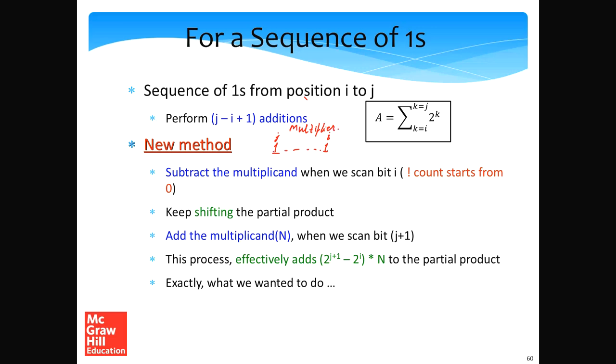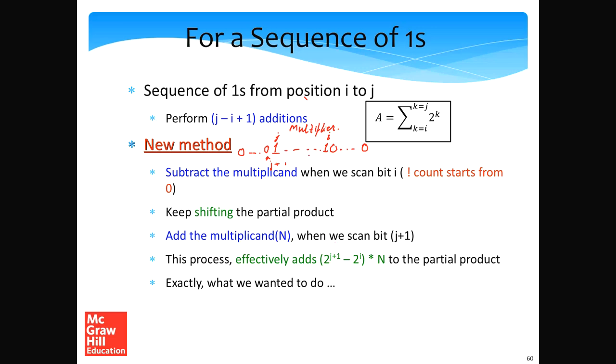When we scan bit position i, assume that before that we have a sequence of zeros. So in an island of zeros, we suddenly have a sequence of ones from i to j. When we scan bit position i, let us subtract the multiplicand from U, and let us keep shifting the partial product as we do. And when we scan bit position j plus 1, when we again see a transition from 1 to 0, let us add the multiplicand.